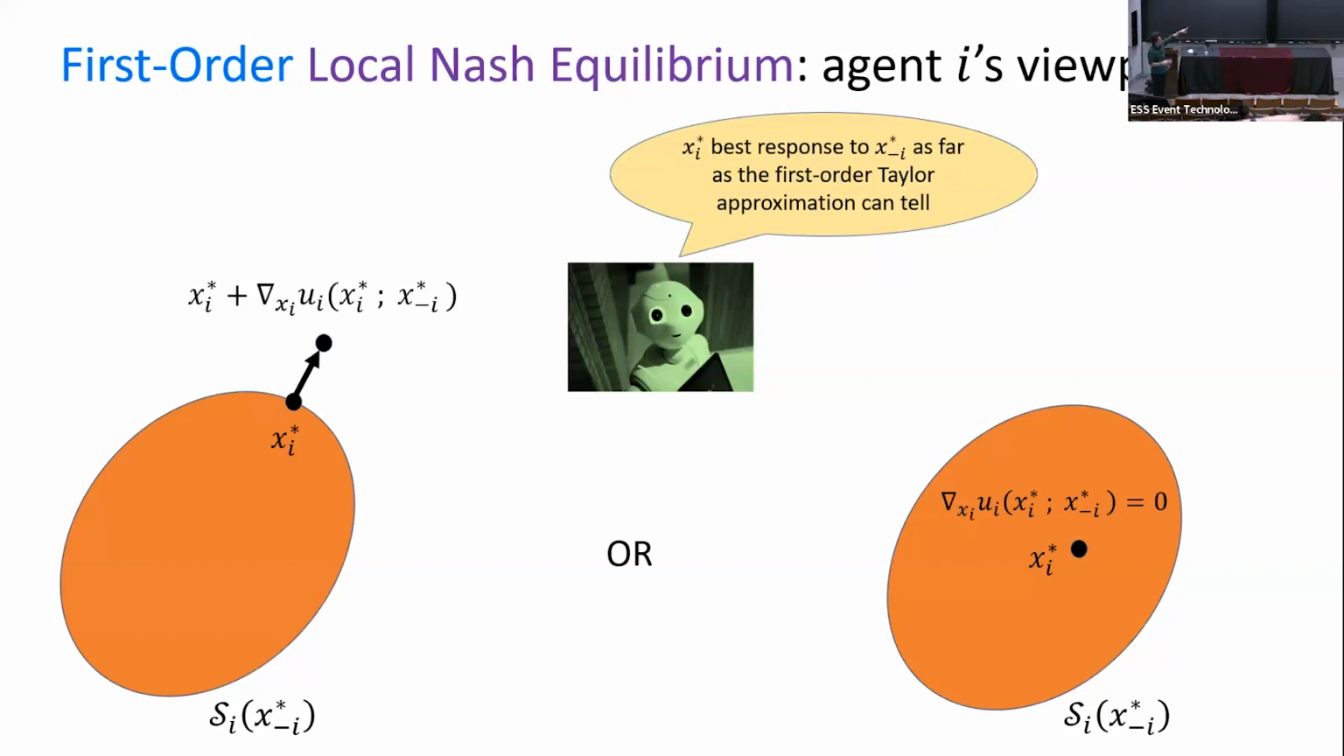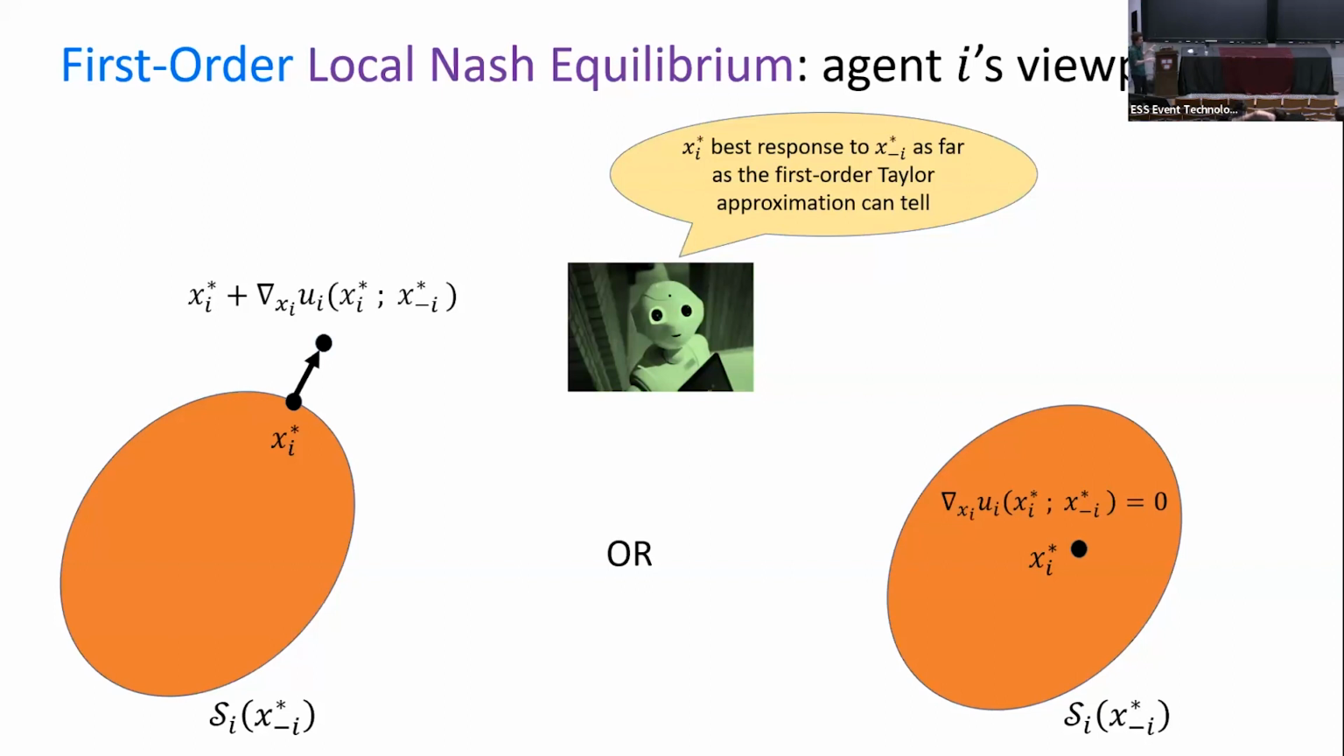Either the gradient at xi star is 0, so first order information of my utility, where I'm playing, doesn't give me a direction of movement, or xi star is on the boundary and a gradient step would take me outside, so that if I project back to the set, I'll land where I started. So in either of these two cases, the gradient of my utility, where I'm currently playing, doesn't tell me where to move to improve my utility, and I declare victory. Okay, this is what first order local optimum means.